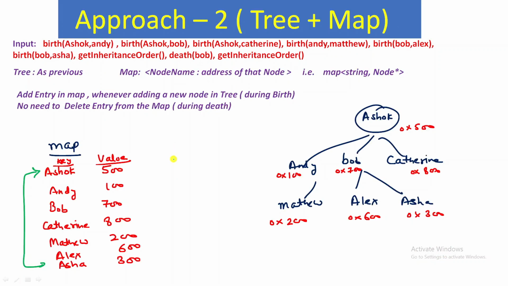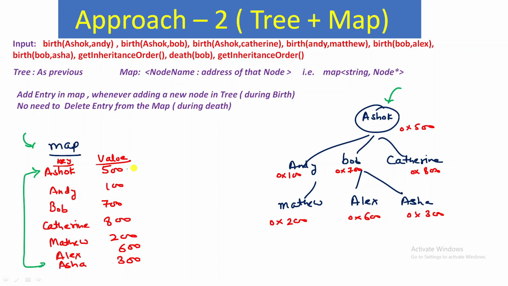Now in the second approach, I can get the address of the parent node, or in general a node, in O(1) time. Let's say it is an unordered map. So let's say I want to check the address of this Bob. I will not be starting from Ashok, then coming to Andrew, then Matthew, and then backtracking and so on, then coming to Bob. No, I will not be doing that.